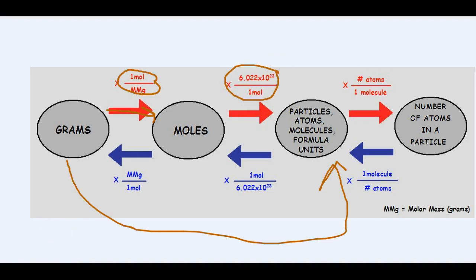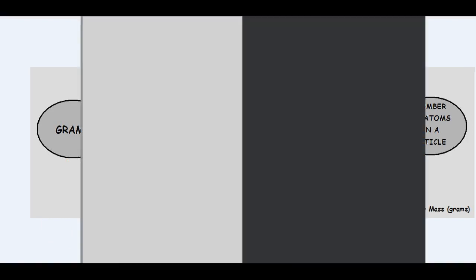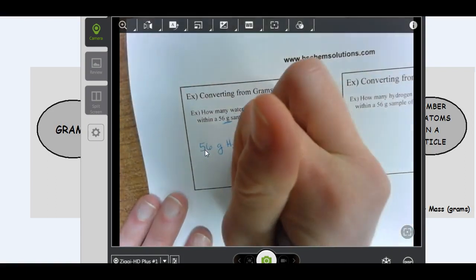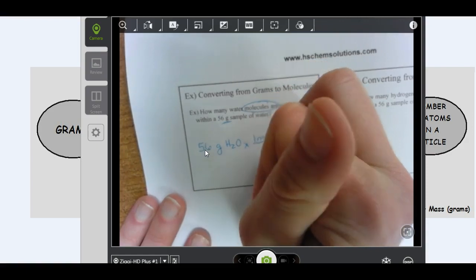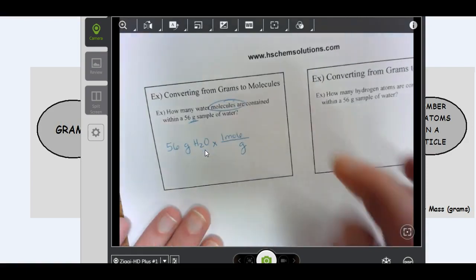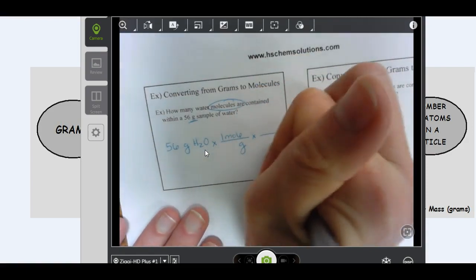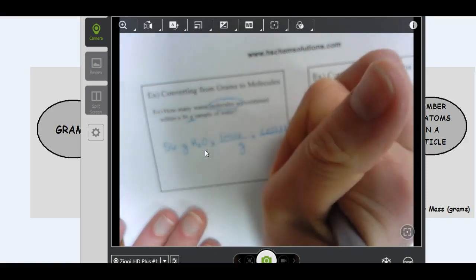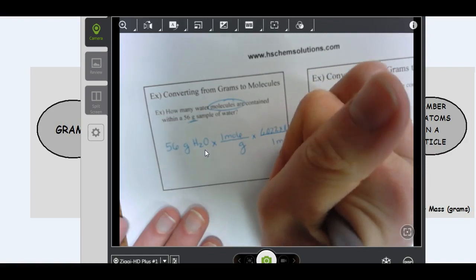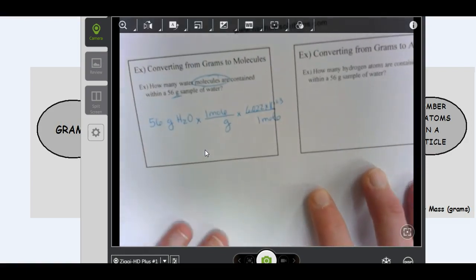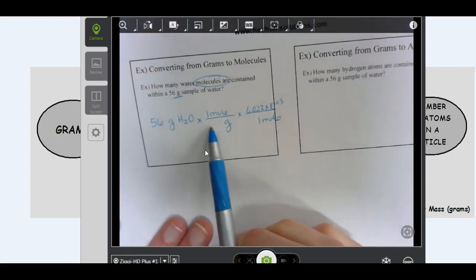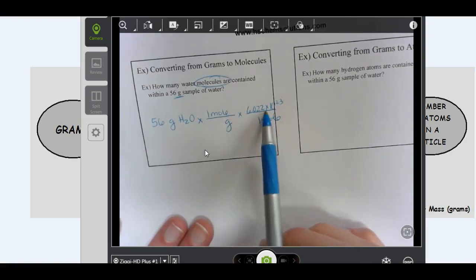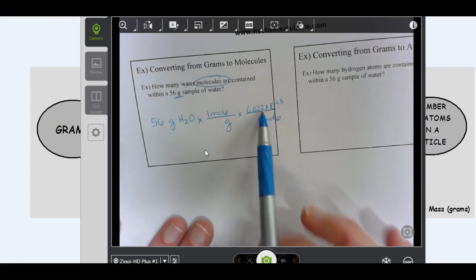Right? So back to our example. So the first thing the map said was 1 mole over the molar mass in grams. And then Avogadro's number over 1 mole. Okay, so I just pulled those two off the map. Now, when you have more than one step, you can just do them right in a row. You don't have to stop and then do your second step. So you just put both your conversion factors.